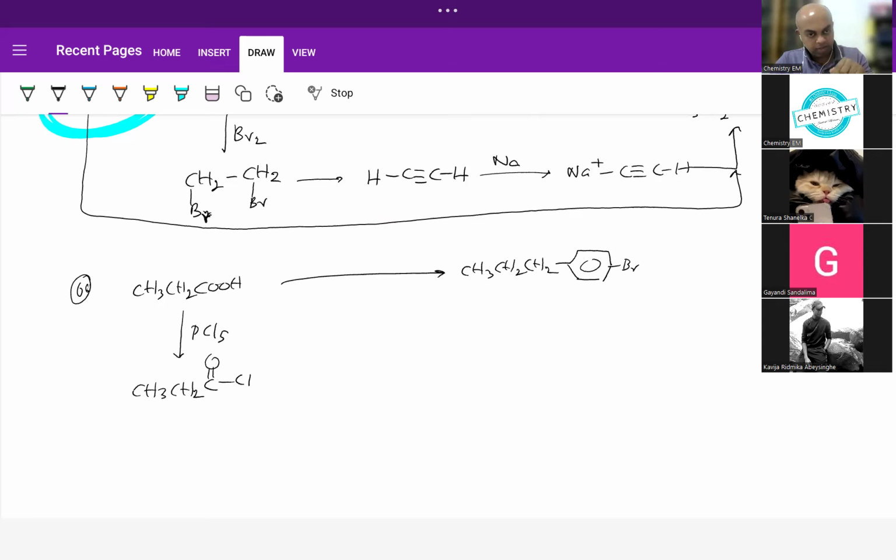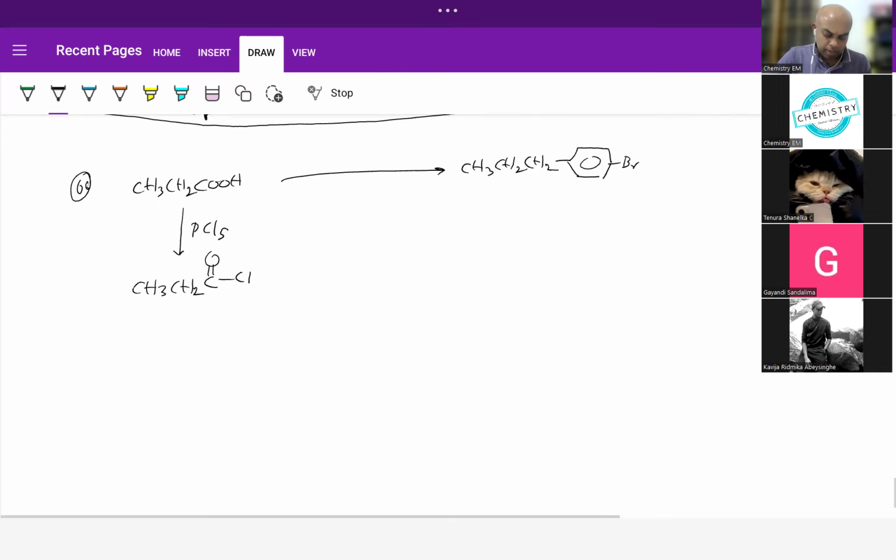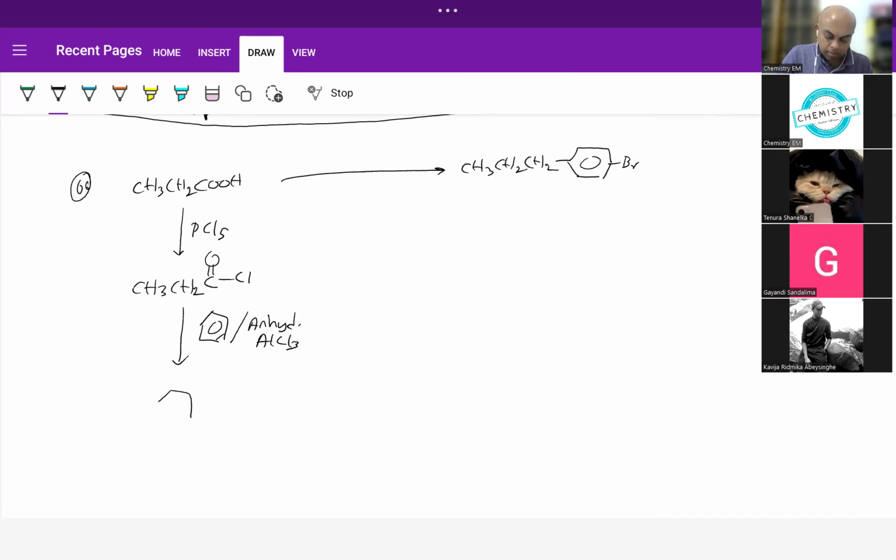I need to add a benzene ring. I can add the benzene ring through a Friedel-Crafts acylation, not alkylation. So I will add benzene and anhydrous AlCl3. Then I am adding this one, C double bond O, CH2, CH3.